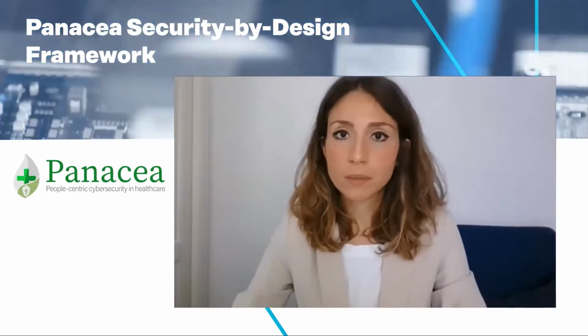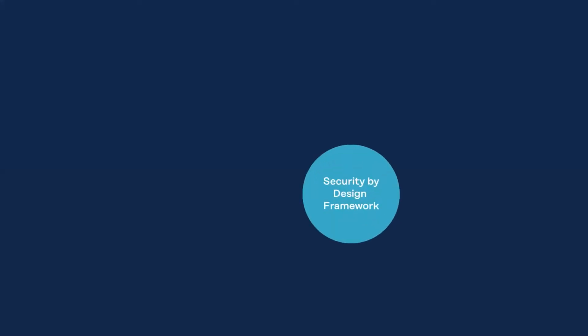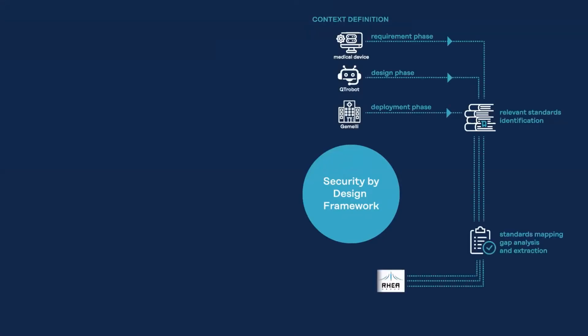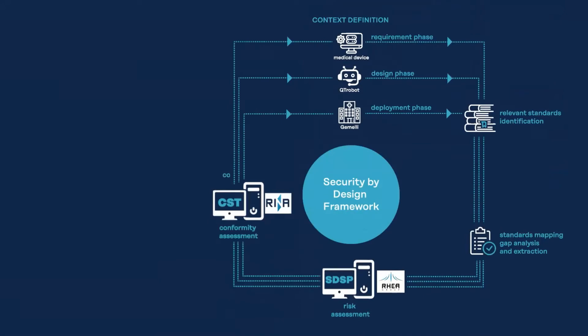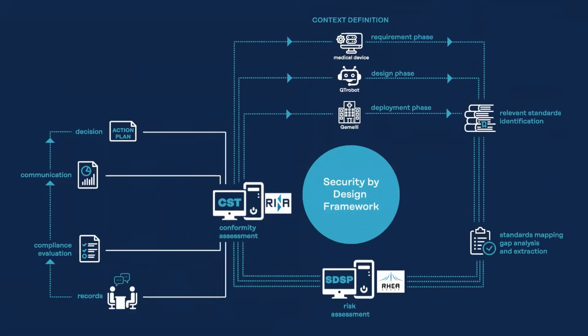The main concept of Security by Design framework is to make systems free of vulnerabilities and impervious to attacks as possible through different cybersecurity measures that should be integrated into the design process, so that the devices will be designed secure from the foundations. Indeed, Security by Design approach follows different steps, such as the context definition, the relevant standard identification, the standards mapping, gap analysis and extraction, the conformity assessment, and the risk assessment.